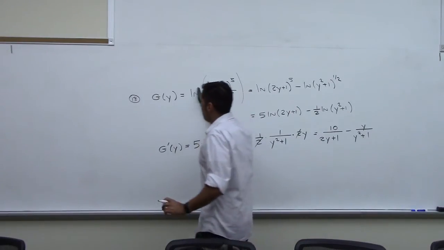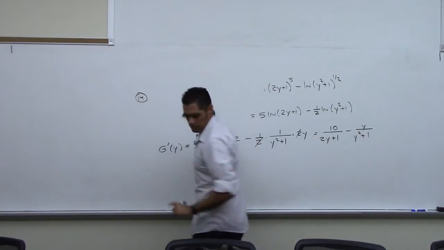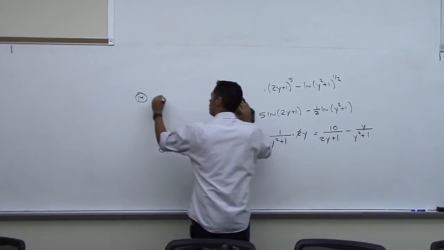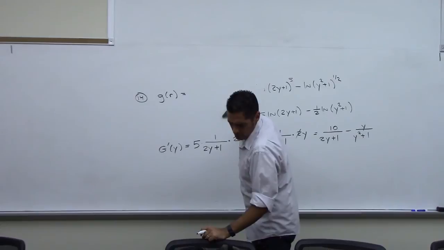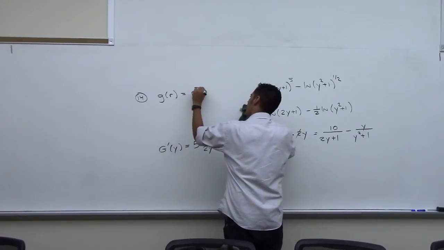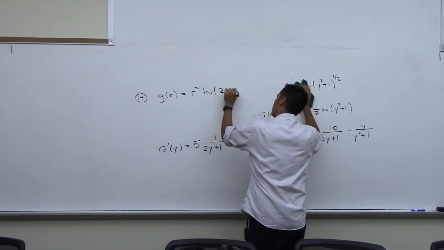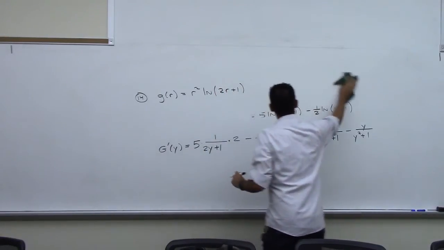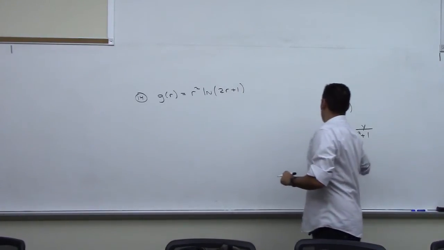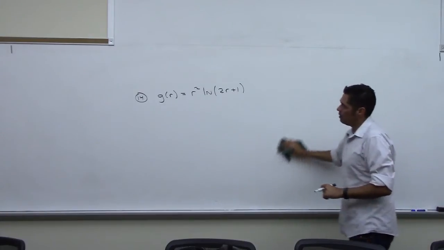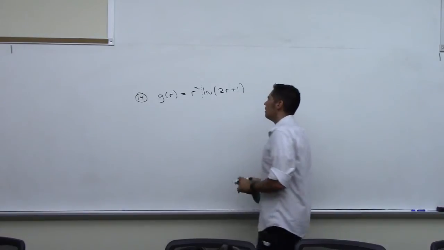Number 14. A little g of r is r squared times natural log of 2r plus 1. All right, so r is like the x here. R is the independent variable. And so we're going to treat it like that. And I have a product right here. I can see that product rule right there.